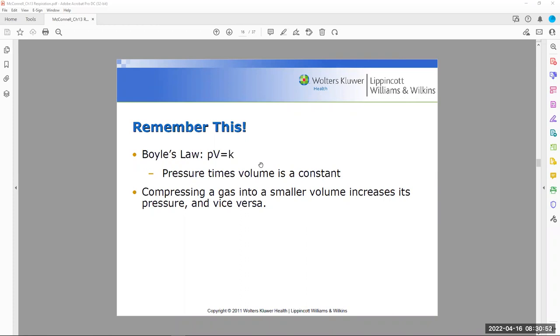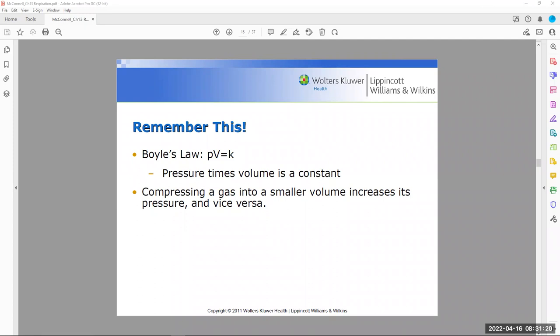One, whenever you're speaking about breathing, you always do it from the perspective of volume. So that is one of the things to remember. Always think about it in terms of volume when explaining it. Two, you put volume and pressure on opposite sides of the seesaw. So think about it, volume and pressure on opposite sides.